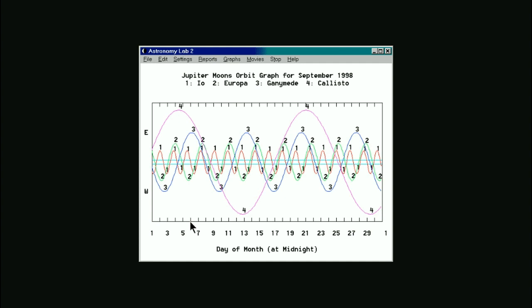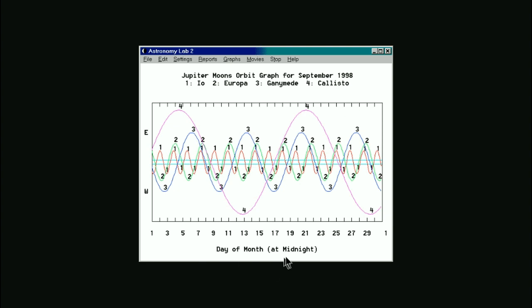Okay, so first of all, what does it say at the top here? Jupiter moon's orbit graph for September 1998. 1 Io, 2 Europa, 3 Ganymede, 4 Callisto. So these 4 moons are 4 of Jupiter's moons. They're known as the Galilean moons because Galileo actually saw them with his telescopes. And these are the 4 biggest moons around Jupiter. And it's sort of tracking their orbits around Jupiter.